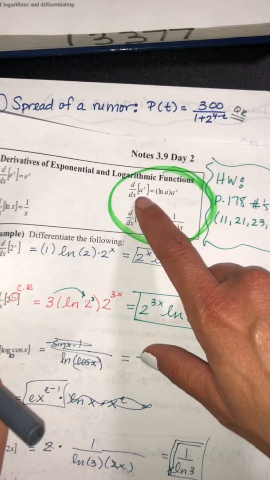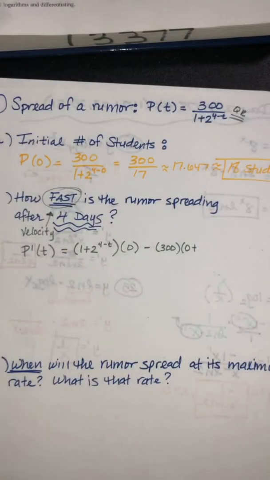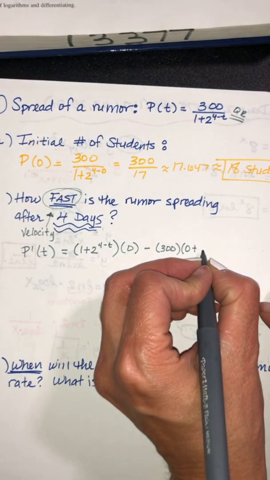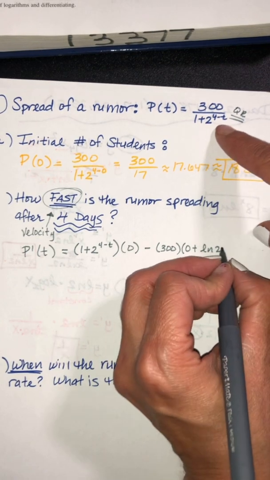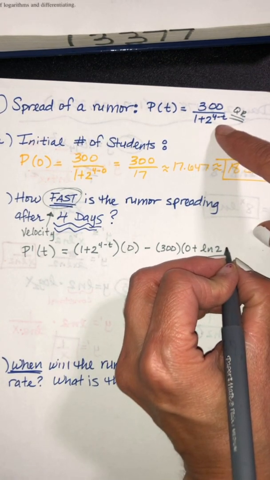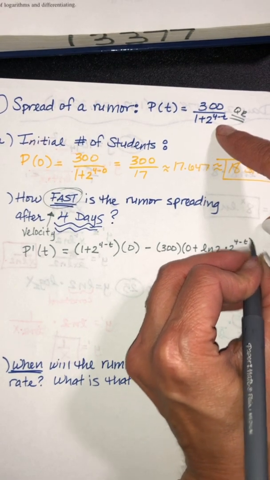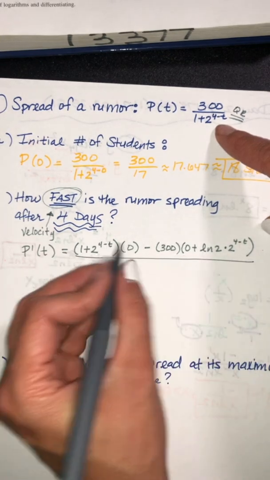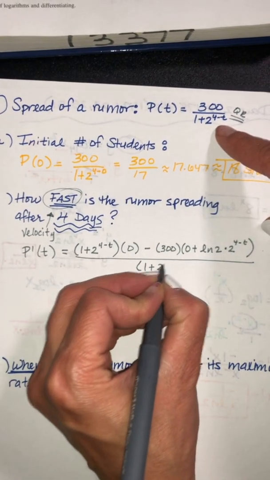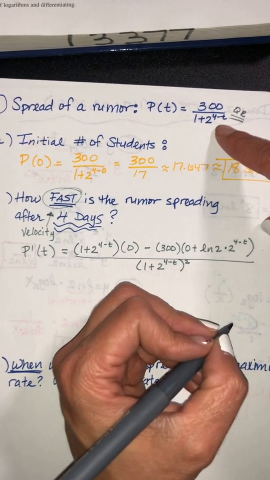It would be the a to the x thing. So natural log of a times a to the x. So this would be the natural log of 2, because that's the base, times 2 to the 4 minus t. Okay. All over low squared. Well, the low is just 1 plus 2 to the 4 minus t power quantity squared.